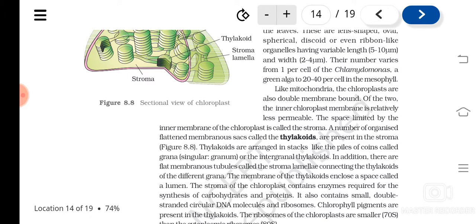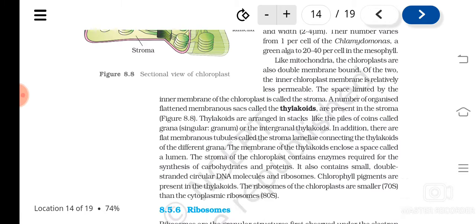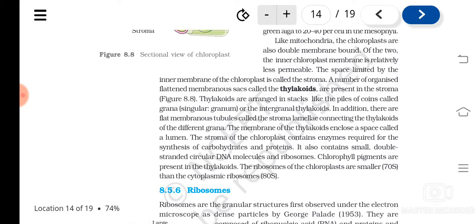Then the stroma of the chloroplast also has enzymes required for protein synthesis, and for synthesis of carbohydrates. And this is also an example of a semi-autonomous organelle. We have learned one, what is that? Mitochondria. What is a semi-autonomous organelle? It has its own DNA, then the ribosomes, etc., and it can do protein synthesis, understood?